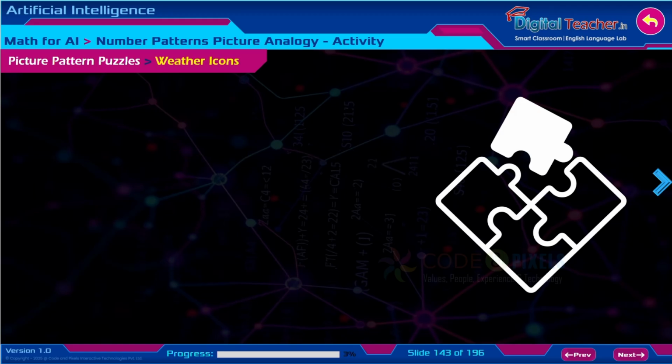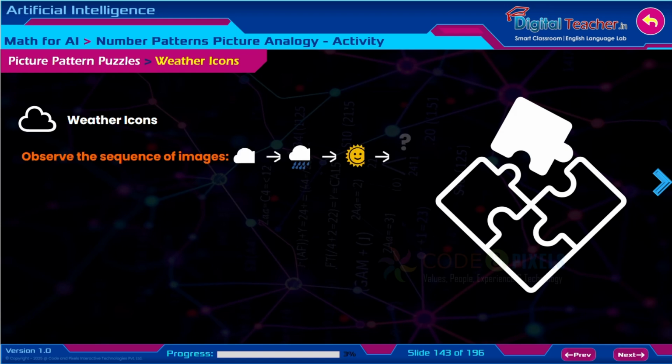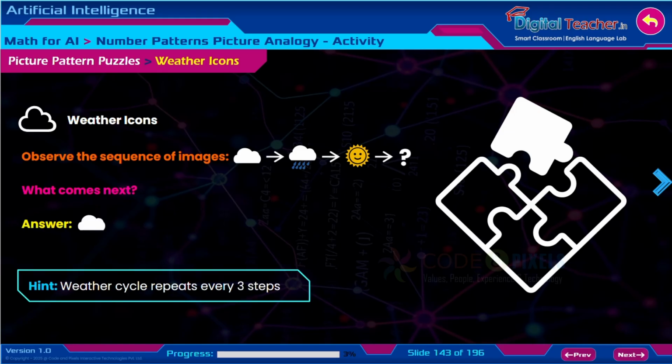Weather icons. Observe the sequence of images. What comes next? Answer will be. Hint: weather cycle repeats every 3 steps.